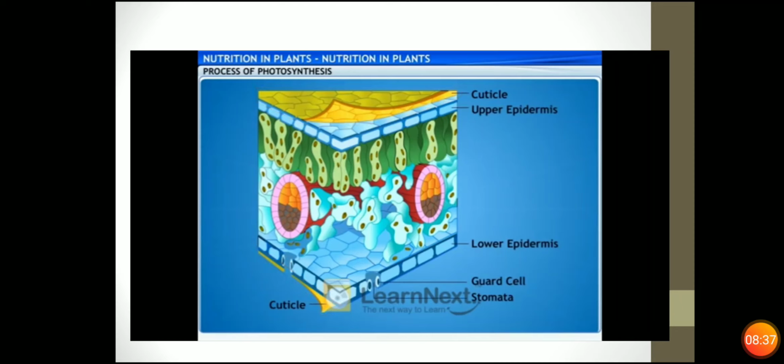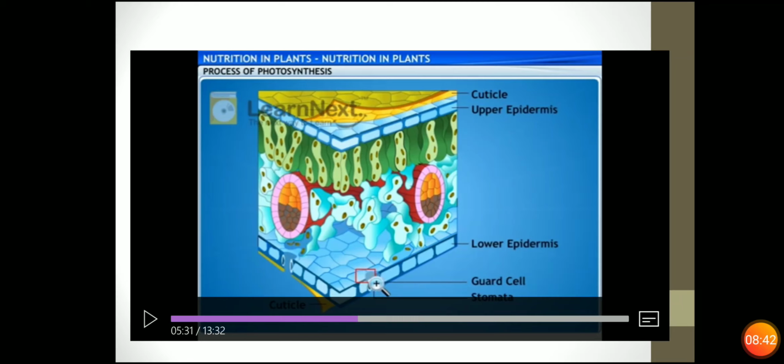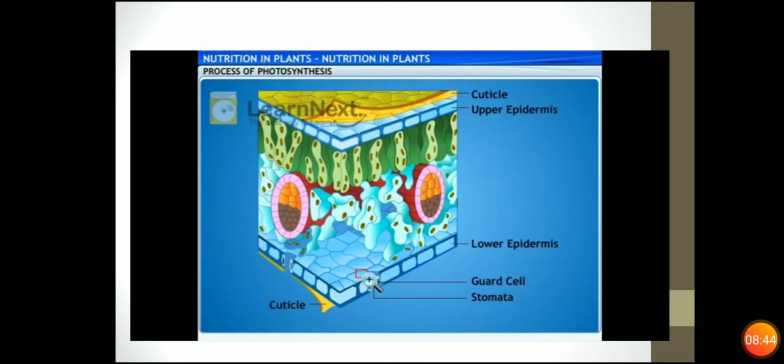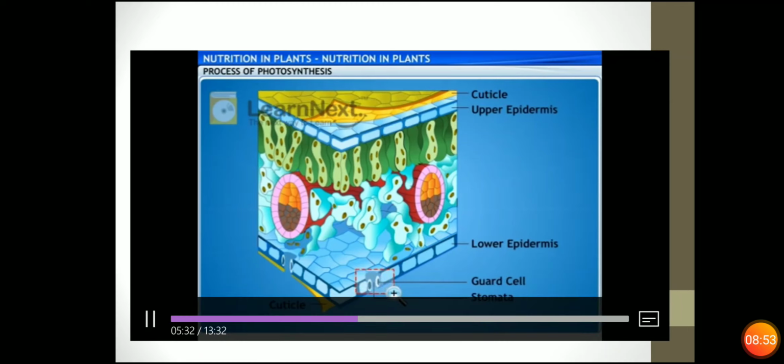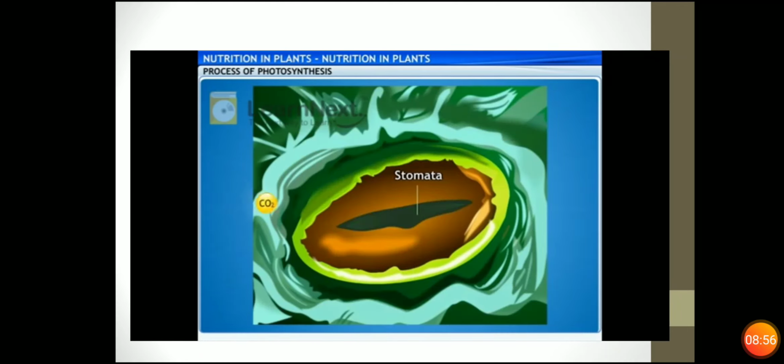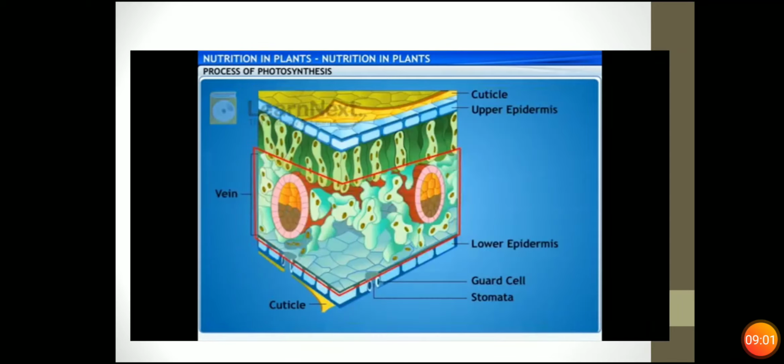The lower epidermis has openings called stomata, surrounded by guard cells. I told you that in leaves we have stomata that help in making of food by releasing oxygen and water vapors. The stomata take in carbon dioxide from the air. The area above the lower epidermis is called the vein. It contains vessels that bring water and minerals to the leaf.